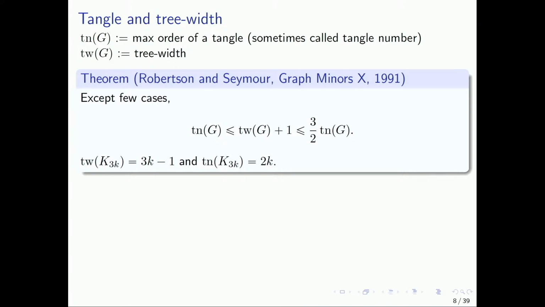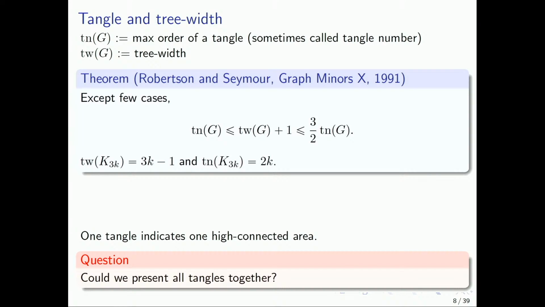But this is not the end of the story. What they want to do with tangles is to get a more global picture, where one tangle corresponds to one area of highly connected structure, but the whole graph might have many highly connected structures. They can be separated by a small separation, so we say that they are different highly connected areas. So the question is: could we present all tangles together in one picture? That might be interesting, because one tangle just gives one area.